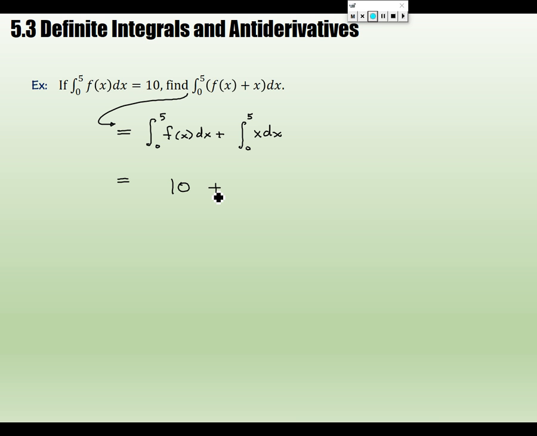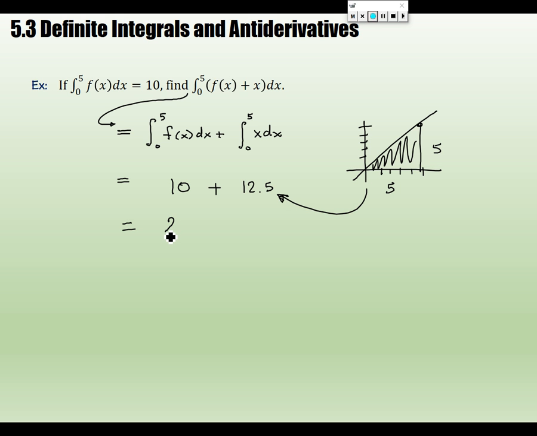A triangle, yes. So what's the base? What's the height? Do you guys agree? 12.5. So y equals x from 0 to 5. The triangle with base 5 and height 5. Can you visualize it? Yeah. Okay. So what's the answer, Amy?